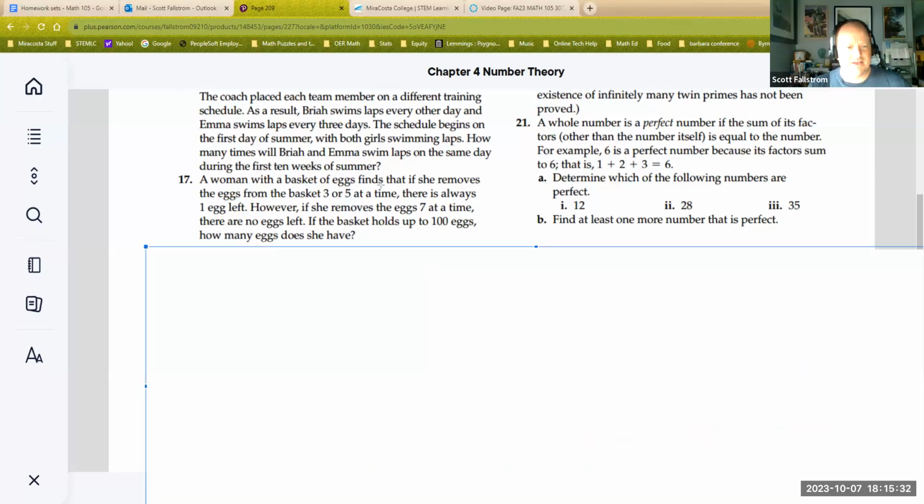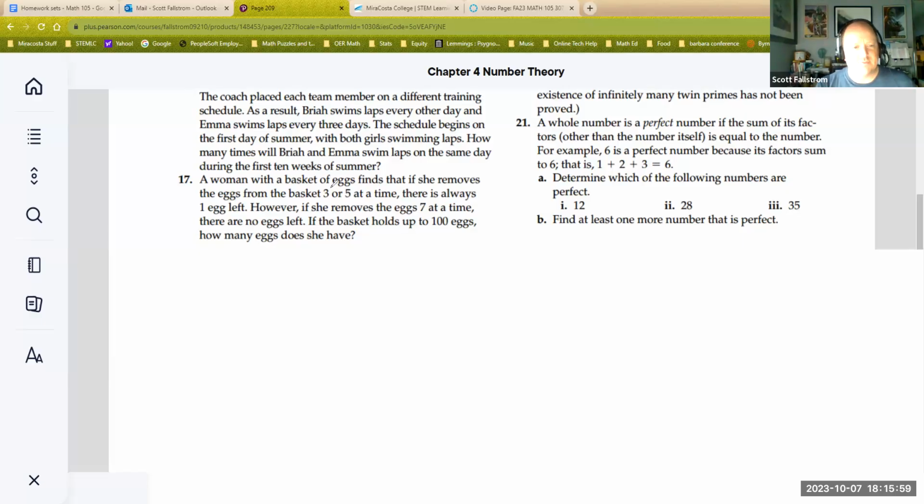Okay. So a woman with a basket of eggs finds that if she removes the eggs from the basket 3 or 5 at a time, there's always 1 egg left. However, if she removes the eggs 7 at a time, there are no eggs left. Okay, so we're getting clues to solve this problem. And if the basket holds up to 100 eggs, how many eggs does she have left? All right, well, now we could just guess and check. Well, let's see if we can make some patterns here. I really like making patterns.